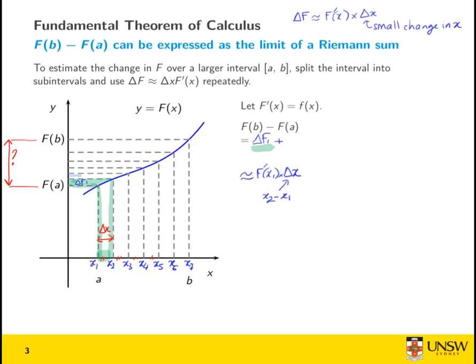Now let's do the same thing for delta f2, which is there, and which has been caused by x going from x2 to x3. Using our previous formula again, this little change in f can be obtained by taking the derivative. In that case, I'm assuming that the tangent starts from the left-hand point. So I'm using f dash of x2 times delta x. And of course, I can do the same for all the other subintervals, delta f3, f4, f5, f6.